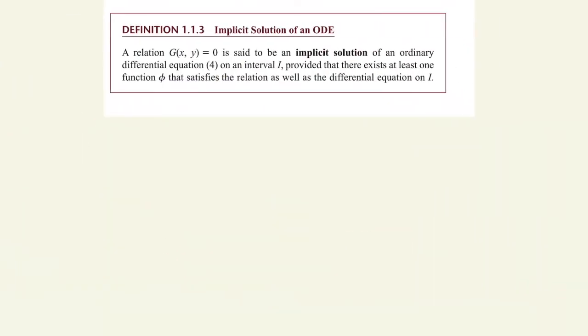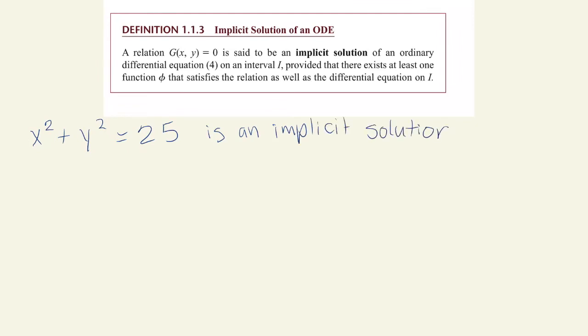All of the cases we have seen have been explicit solutions for an ordinary differential equation. So now let's see what an implicit solution is. By definition, an implicit solution of an ordinary differential equation on interval I is provided that there exists at least one function that satisfies the relation. So at least somewhere in that function it satisfies the differential equation, not necessarily on all points.